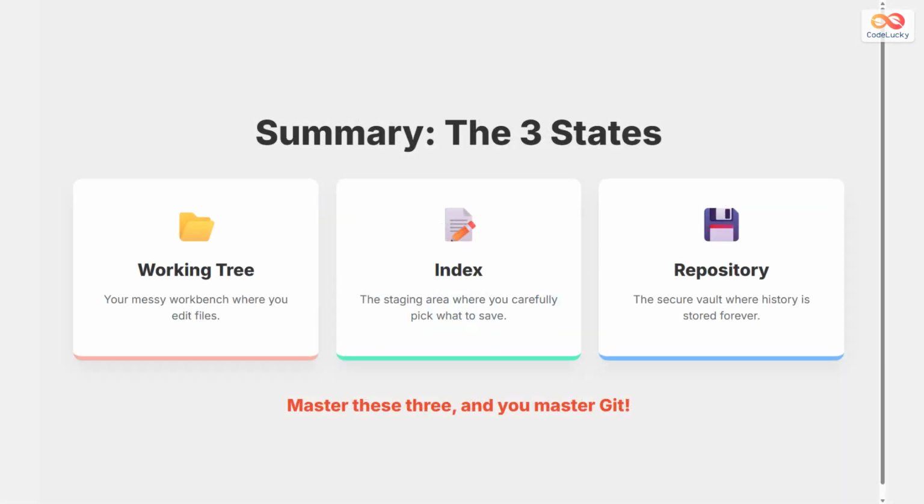To recap, you edit files in your working tree. You stage specific changes into the index. And finally, you commit those staged changes to the repository. If you can keep a mental model of these three states, you will find Git much easier to use and troubleshoot.